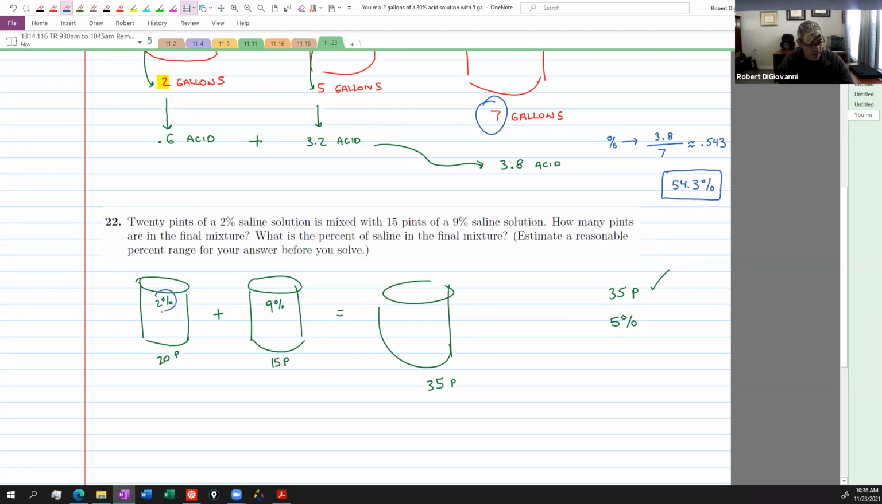Now to figure out how much saline is in each one. So you take the percentage, convert it to a decimal, 0.02, be careful here because you have to move the decimal 2 places. And then here 0.09, and then you're going to take that number, multiply it here, take that number, multiply it here. So you get what, 4? What do you get here when you do 0.02 times 20? What do you get?